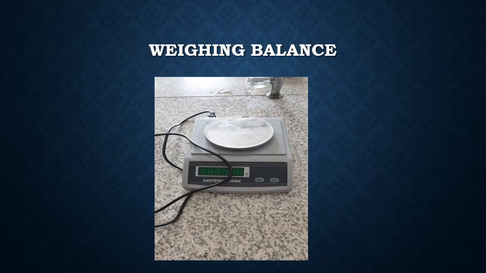Number one is the weighing balance. That is basically a digital weighing balance used for weighing drugs and certain chemicals used in the pharmacy practical. You have to put the drugs and the various chemicals over the pan of that weighing balance, and that digital balance gives you the accurate weight of the drugs or the chemicals.